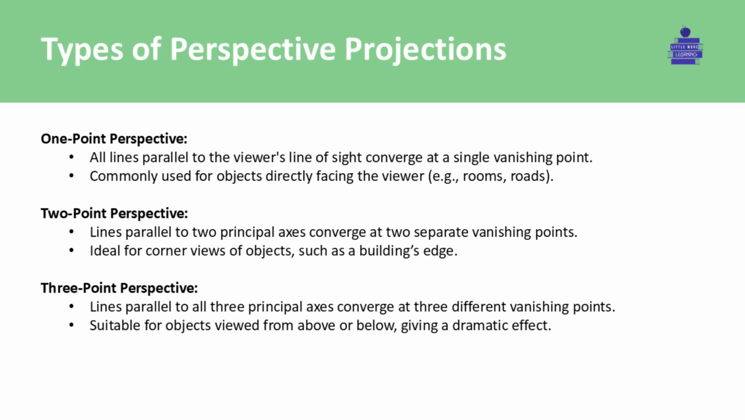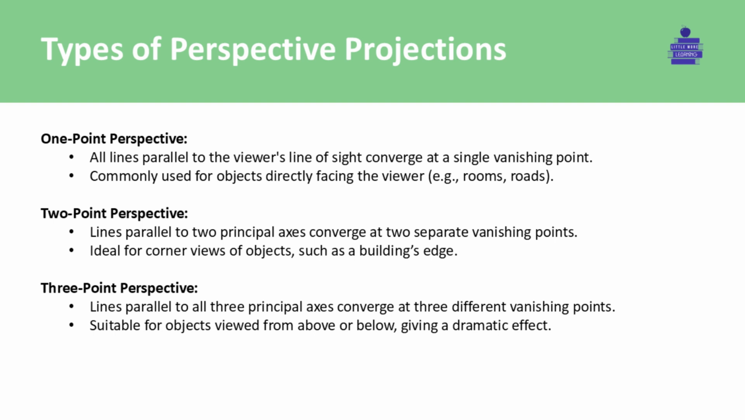Now that we know our basic elements, let's explore the three main types of perspective projection. Each one has its own unique use case and creates a different feel in your drawings. Let's start with one-point perspective. Imagine you're standing in the middle of a long, straight road. All the lines parallel to your line of sight, like the edges of the road, converge at a single point straight ahead. This type is perfect for drawing corridors, railway tracks, or anything viewed head-on.